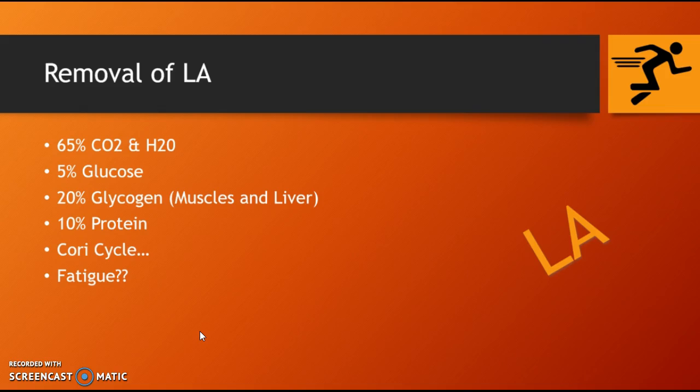The same with glucose as well. That's transferred to the muscles and liver as well. And then 10% is turned into protein. So the glucose and glycogen is basically part of the Cori cycle, which I'll talk about in the next slide. But does lactic acid actually cause fatigue? That's the massive question, because some people argue that it can also be an energy source.